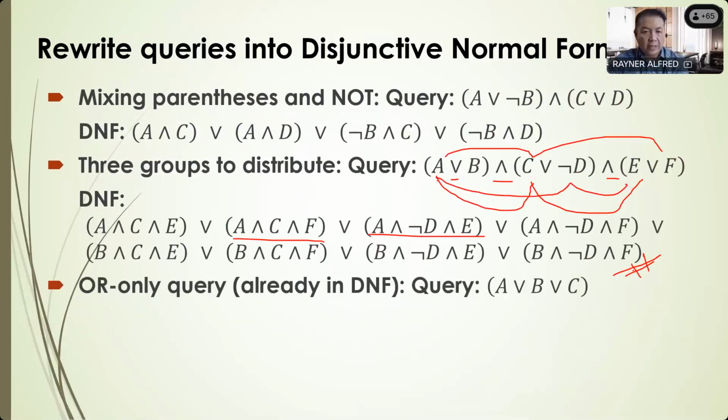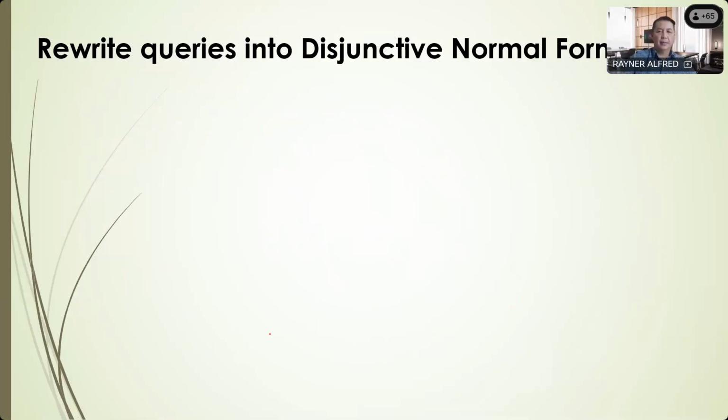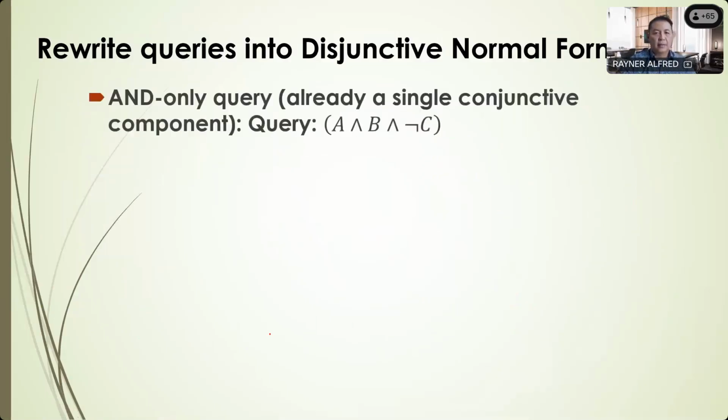Okay, we also have this OR. Since we have OR, they are all in the DNF already. So we have the individual A, B, C. Okay. And this is the example that we have.